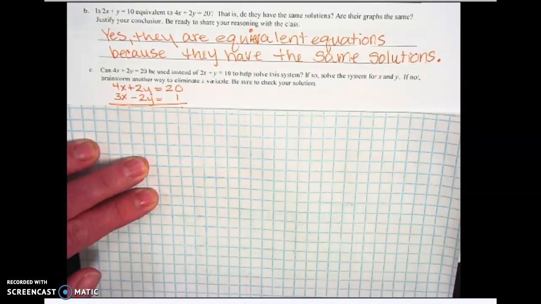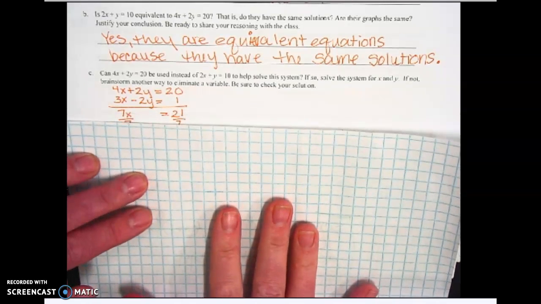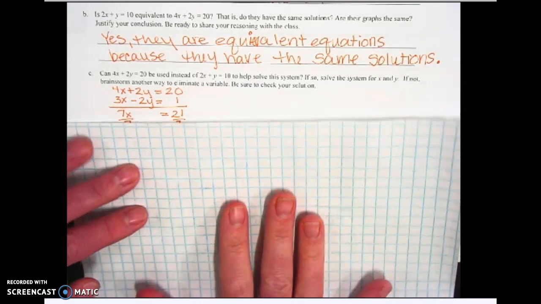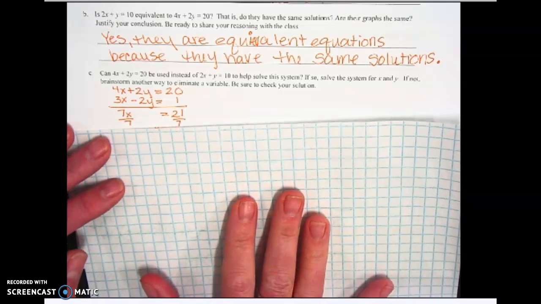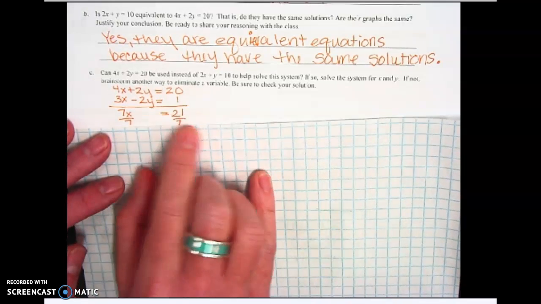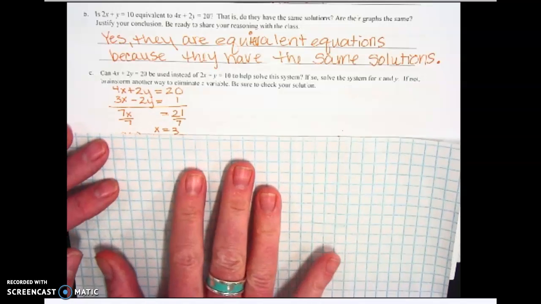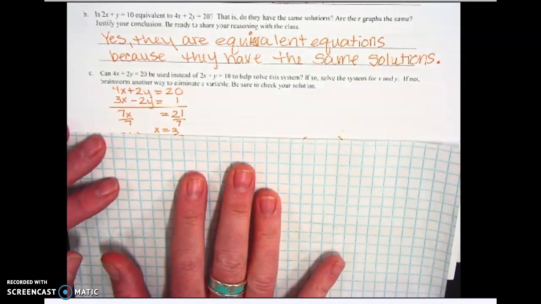21. Is 21 divisible by 7? Yes, we like that. Okay. So we're going to take both sides. We're going to divide by 7. How many times does 7 go into 21? 3 times. So our x variable is 3.